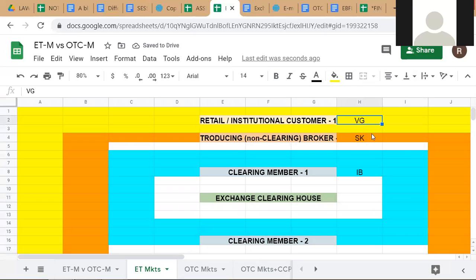So Vipul is the retail customer. Now this could be an institutional customer as well. So we can replace Vipul with, let's say, a company. We can replace him also with a company like, say, Nestle India. Nestle India might want to do a trade, okay? So instead of Vipul, we could have Nestle India. So retail institutional customer that wants to do a trade. Then you have the introducing broker.